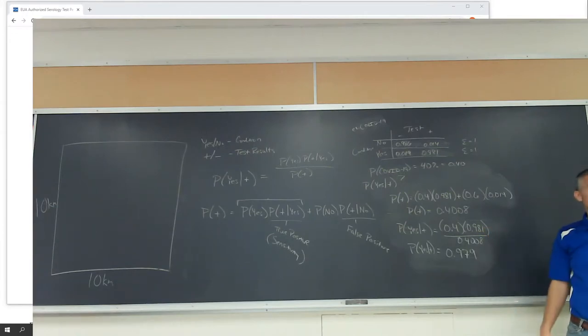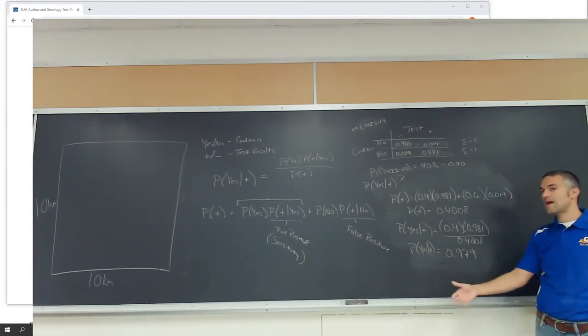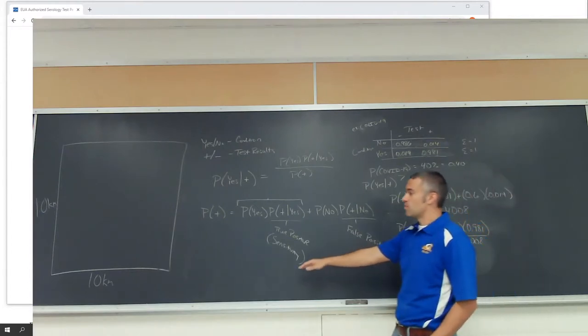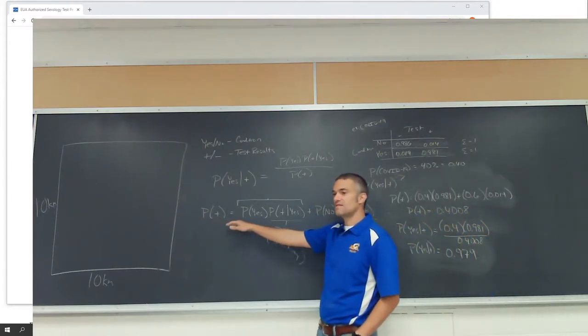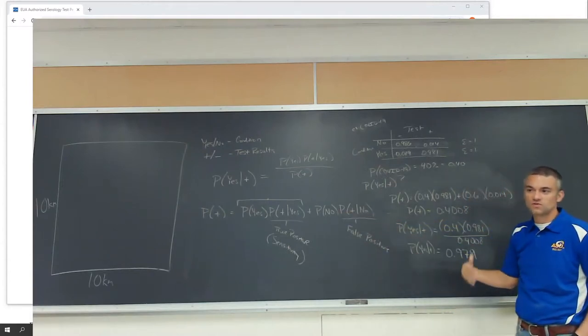This applies to basically any test. If you end up getting tested some way and it comes back positive, you ask what's the chance that I could have it. That's how we do it. It also works the other way: if it comes back negative, what's the chance that I actually don't have it? It's the same idea. We do the proportion of negative tests and figure out what proportion actually corresponds to not having it.